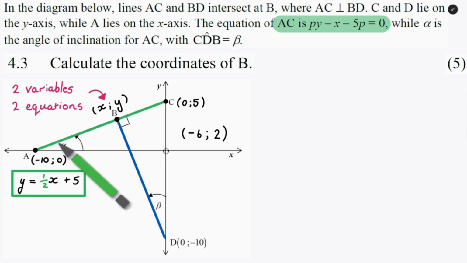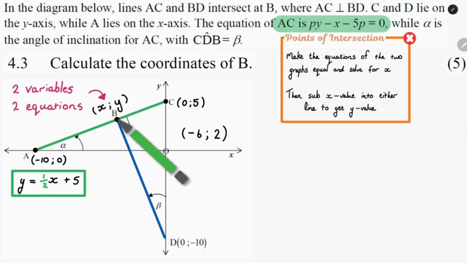So I've got the first equation here. From the previous question, we know the equation of this line is y equals a half x plus 5. But I don't have the equation of the blue line. I need the 2 lines that touch B, that intersect over there, so that I can apply the following rule. To get the points of intersection, I can make the two graphs equal to one another and solve for x.